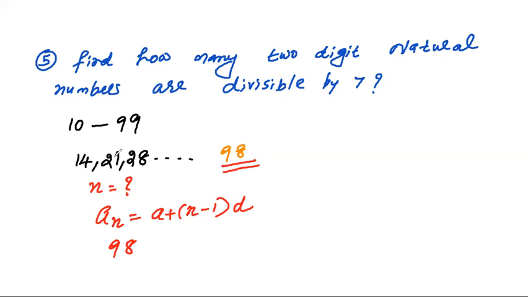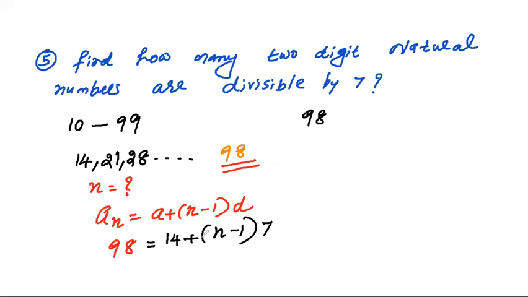You can see the sequence goes like 14, 21, 28, etc., and the final term is 98. We need to find how many terms there are between 14 and 98. So we take the nth term as 98. So 98 is equal to a plus n minus 1 into d, where a is 14 and d is equal to 7.